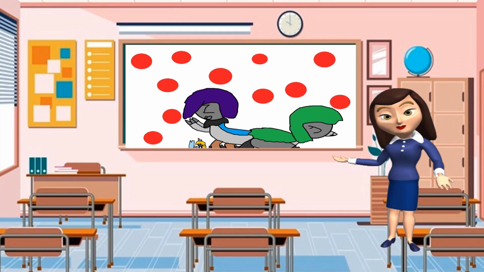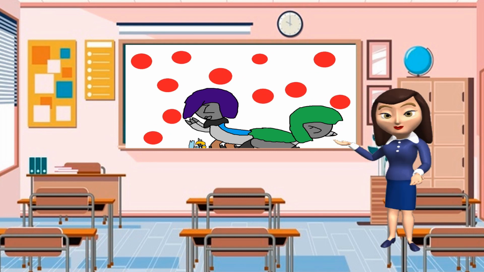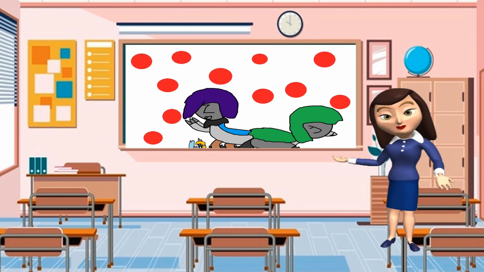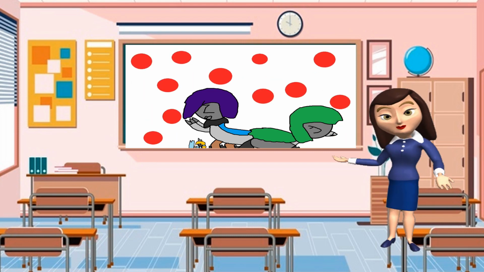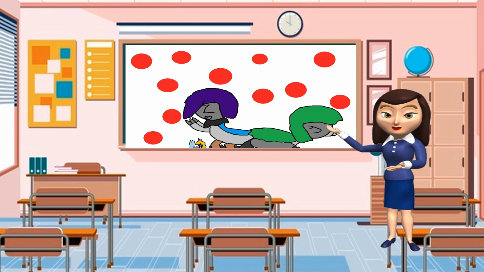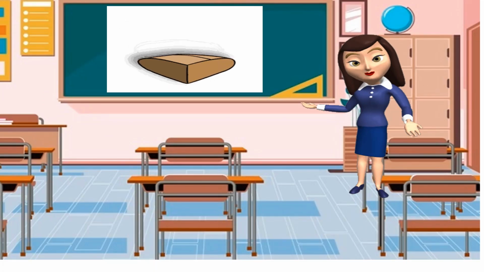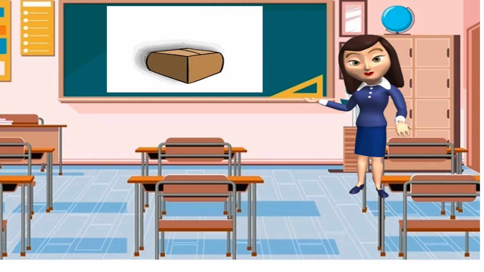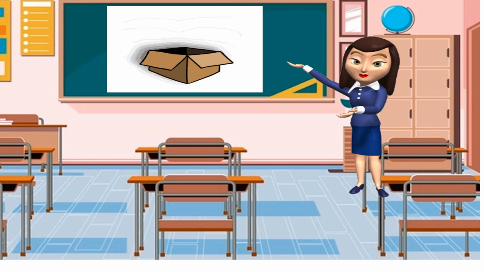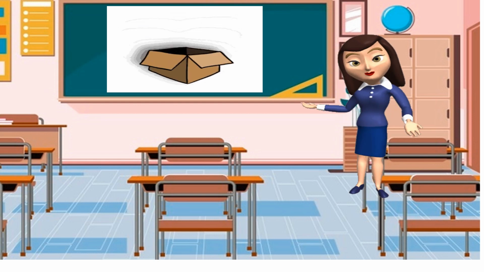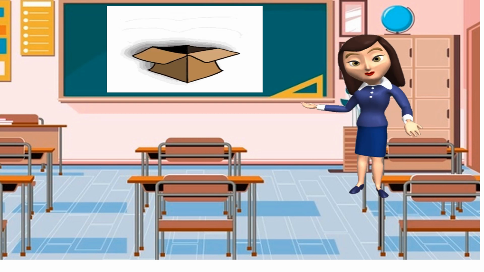Oh class, what are these? These are red balls. If we're going to put these red balls inside this empty box, what is the probability of getting 1 red ball from this box? First, let us find how many red balls are there inside the box. That's correct. There are 13 red balls. Now, how many balls are there inside the box? There are also 13 balls.